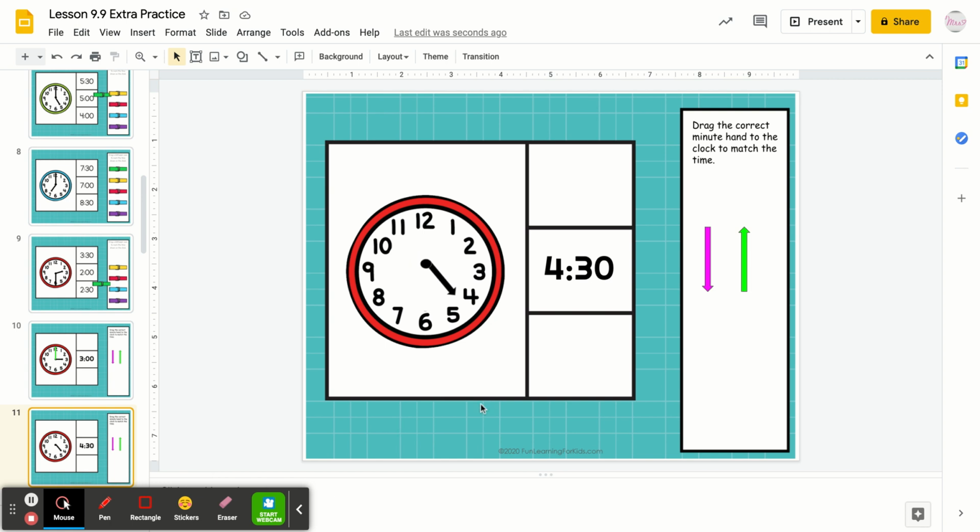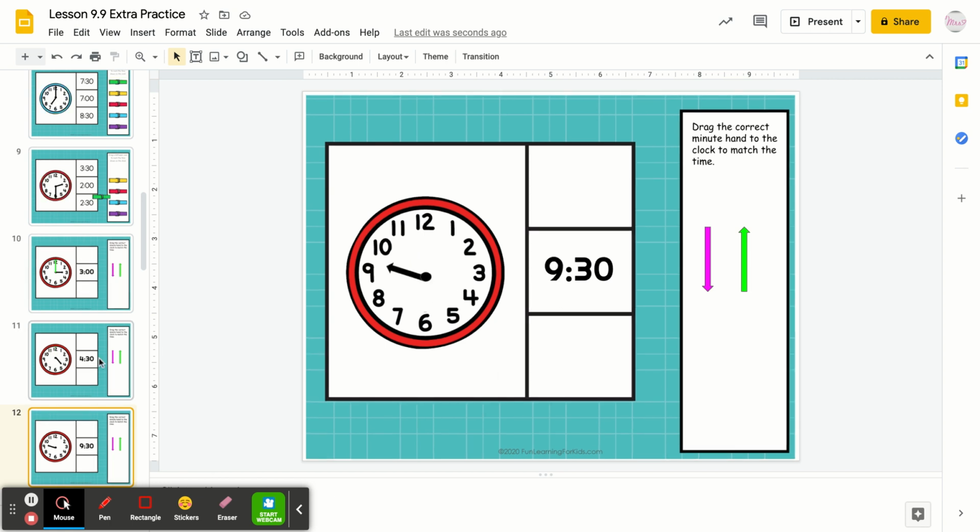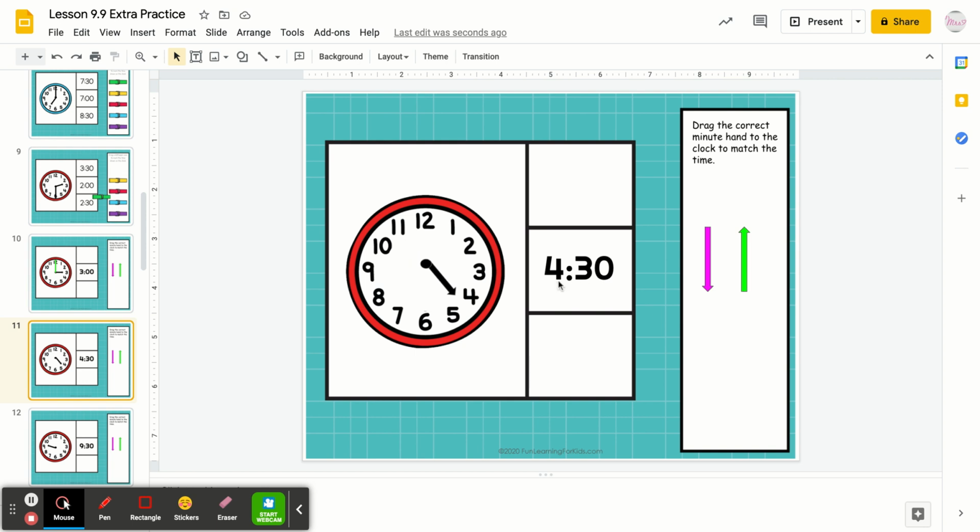Look at this one. Ooh, what time should it say? It should say 4:30. What minute hand do we use for 4:30? Does it point up at the 12 or down at the 6 for 30 minutes? Down at the 6. So we want this one. Can I drag it over? Oh, there we go. Down at the 6 for 4:30, right? The 6 shows that 30 minutes have gone by.